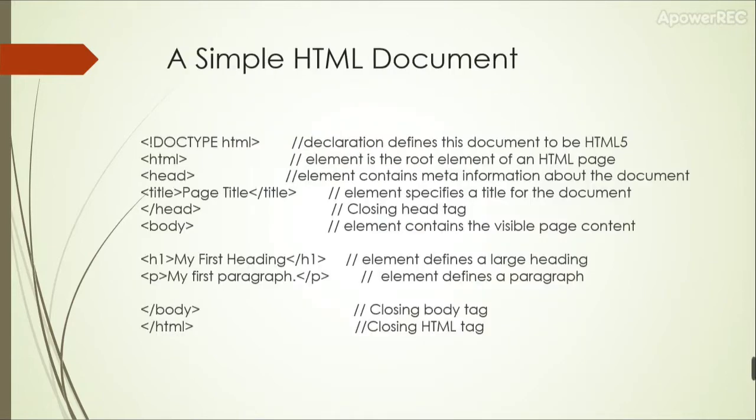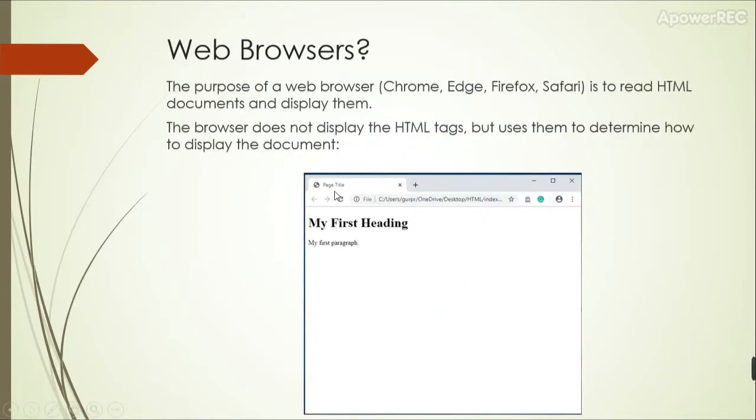Like in the previous window, I wrote it here in the program. It shows the title as a page title, H1 my first heading, P my first paragraph. You can see the output here. The title shows on the upper title bar. Heading 1 shows big, my first heading, and paragraph, my first paragraph.